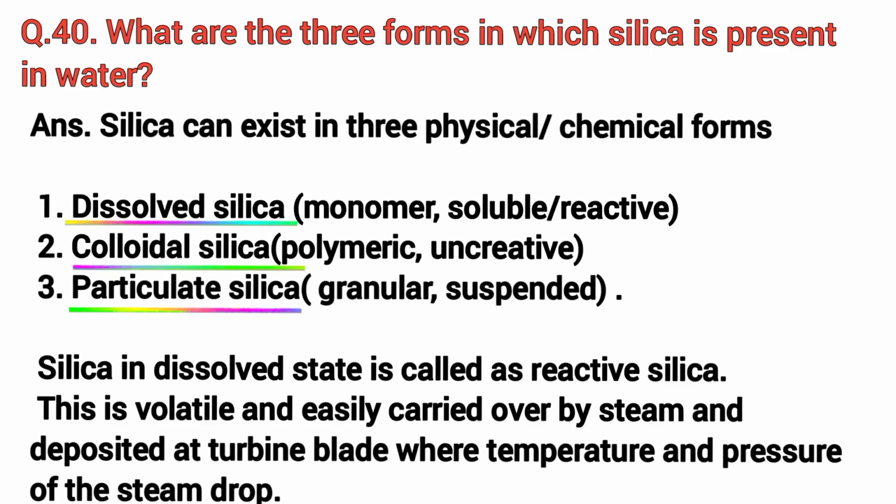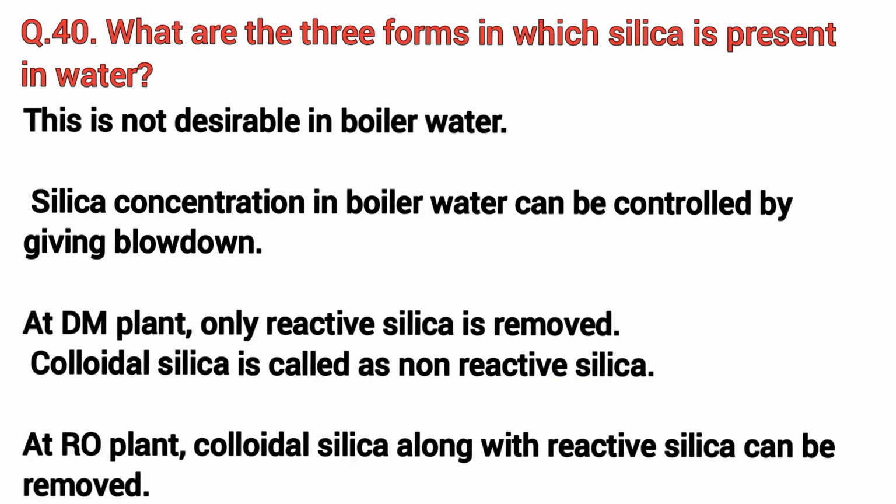Silica in dissolved state is called reactive silica. This is volatile and easily carried over by steam and deposited at turbine blades, where temperature and pressure of the steam drop. This is not desirable in boiler water. Silica concentration in boiler water can be controlled by giving blowdown. At DM plant, only reactive silica is removed. Colloidal silica is called non-reactive silica. At RO plant, colloidal silica along with reactive silica can be removed.